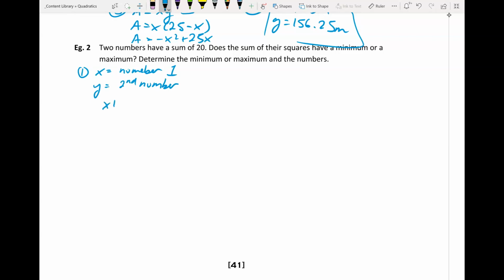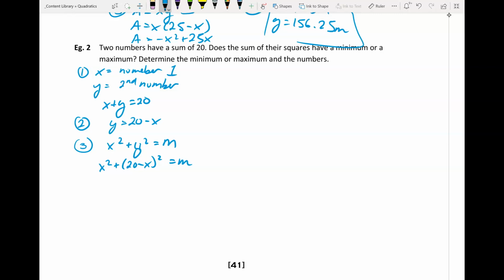Then we know the sum, if we add them together, is going to be 20. I can rewrite this as y equals 20 minus x. And we're going to do something very similar to the first example. The other equation I have is the sum of their squares. So that's going to be x squared plus y squared is either a maximum or a minimum. I'm just going to call that m for our max or min. I just wrote that y can be 20 minus x, so I'm going to replace y with 20 minus x.